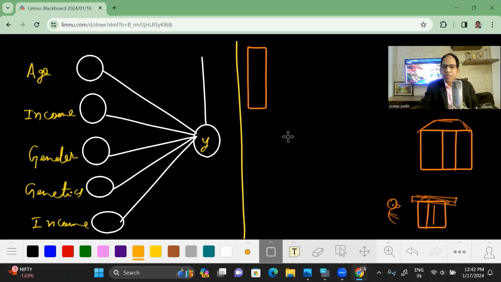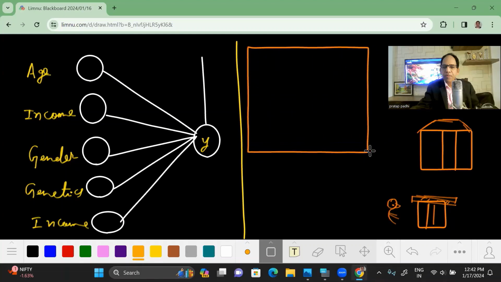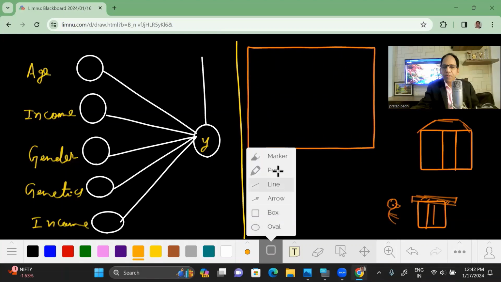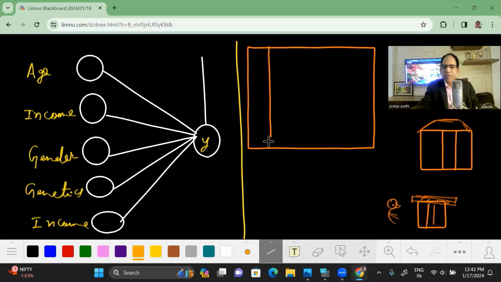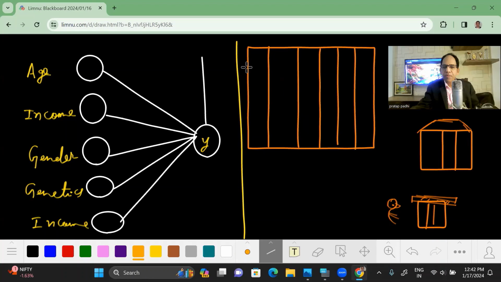So I have to write 5 columns plus 1, 6 columns here. So this is my data. Let me make 6 columns. The first one is age. Second one, income. Third one, gender, male or female. Fourth one, genetics. The fifth one is income. And the sixth one is whether this guy will be admitted in the hospital or not. But I will change a bit here. I'm taking 3 or 4 rows of data according to the space availability. Now you see, I've taken 4 rows of data.